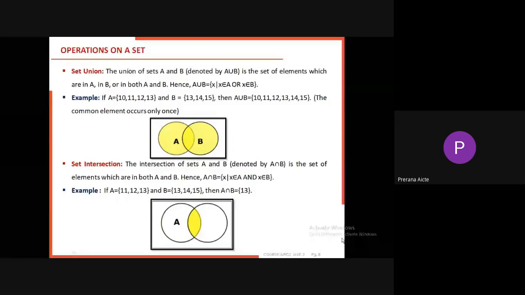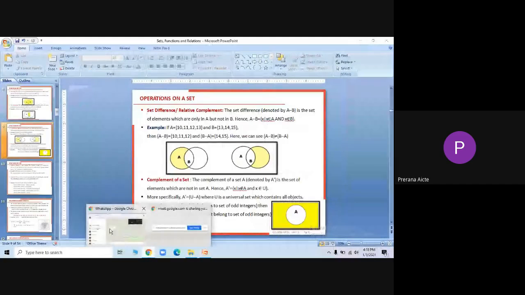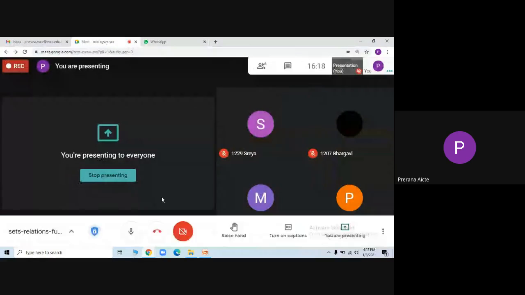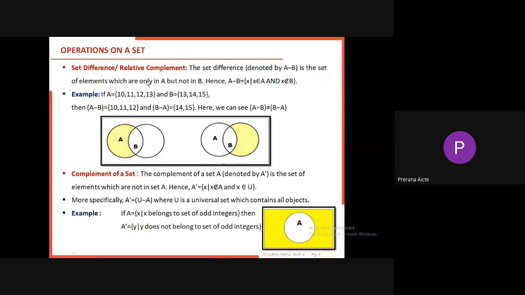Okay, sorry for the disturbance. So next we have set difference and relative complement. Let us see what this set difference and relative complement is. Set difference or relative complement is a subtraction operation, so we can say that is A minus B, like that we can denote.